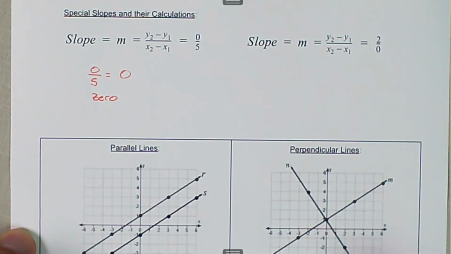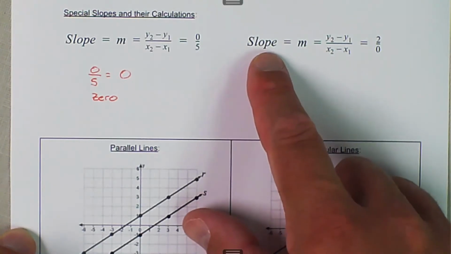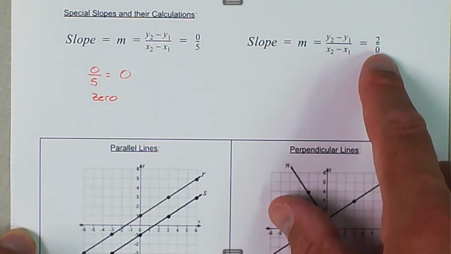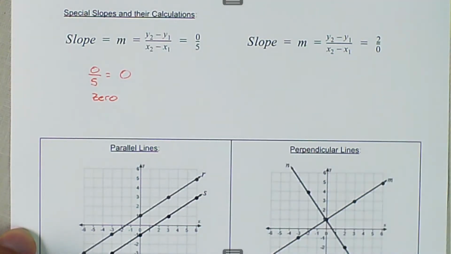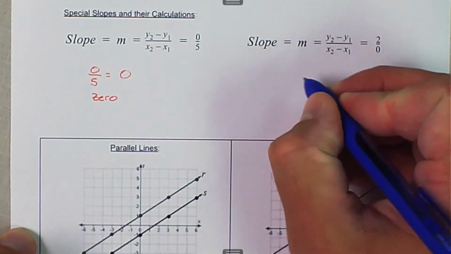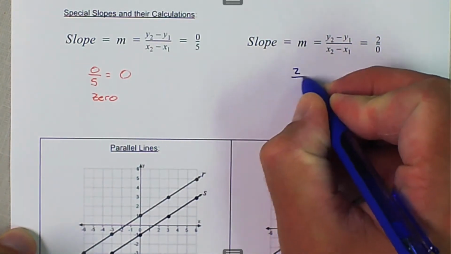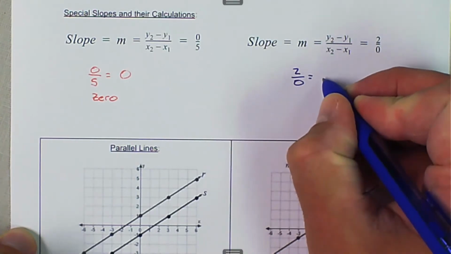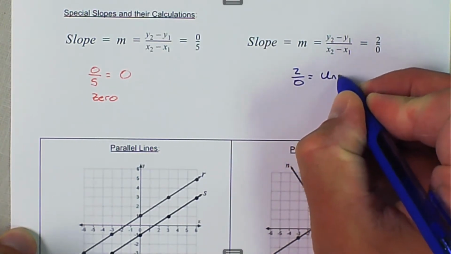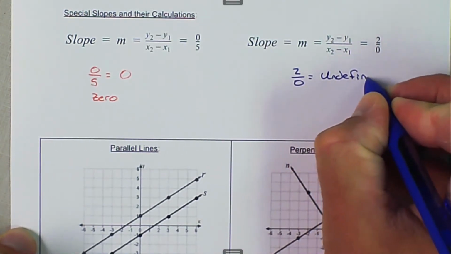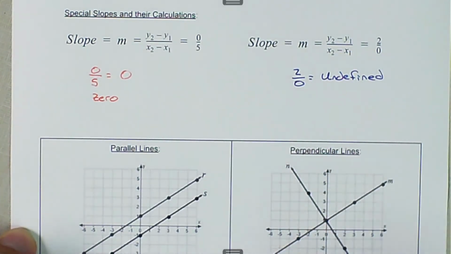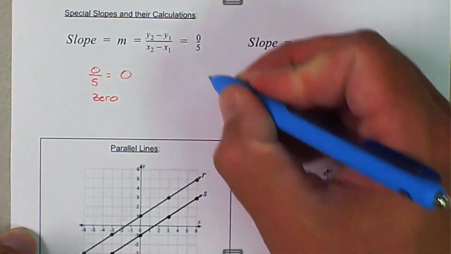Another special slope that we have, same equation, this time we have 2 divided by 0. If you plug this in your calculator, 2 divided by 0 is undefined. It's going to give you an error. And so that's why we talked about that slope monster earlier.